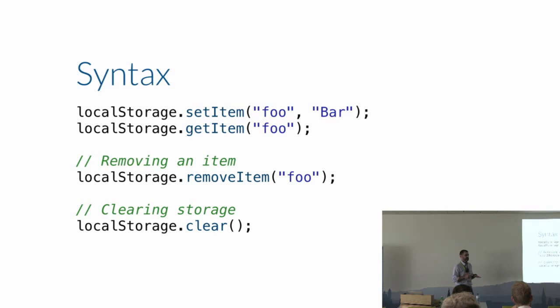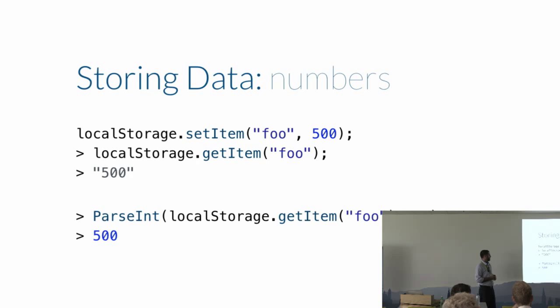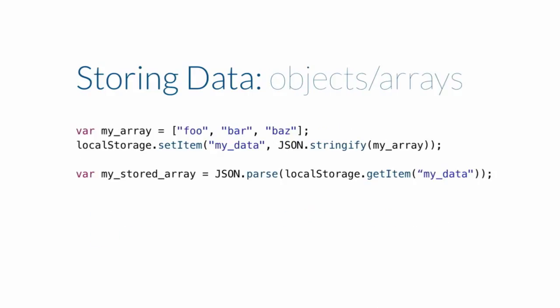Now, I mentioned earlier, it's a key value store for storing strings. So if we were to say, for example, we put an integer of 500 into the value of foo, then when we pull it back out, we're going to get a string. So in that case, if you absolutely have to have an integer, then you need to parse it. Similar with objects and arrays, if you want to store them, you can, but you have to stringify them first and then parse them again when you pull them out.